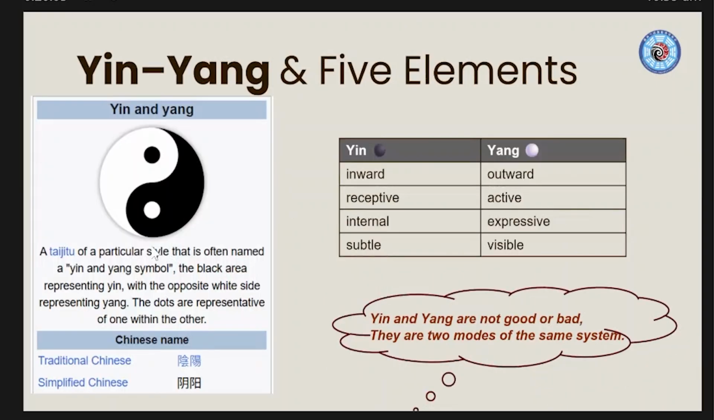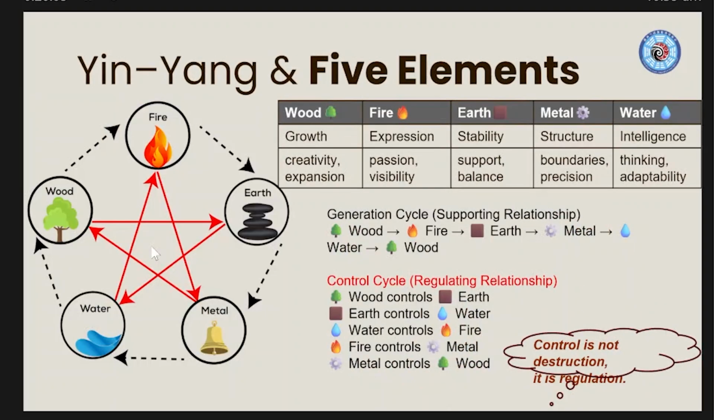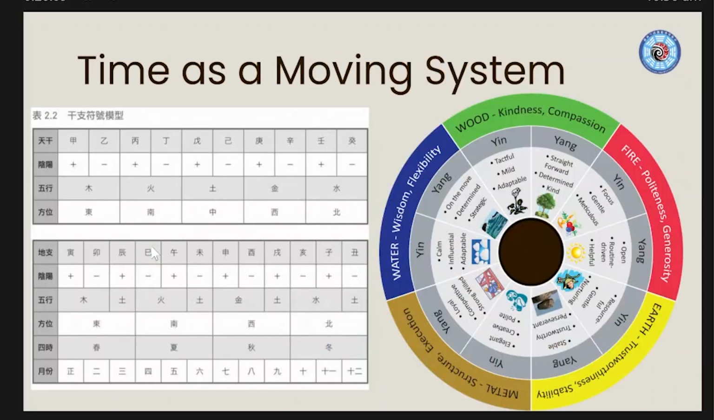So after we know what is yin and yang, and we know what the five elements are, we need to connect the dots together. So we can find that each element has two modes. As we talked before, yin and yang are just two modes or two sides of the same system, or even of the same element. So we can find the wood can be in yin mode and yang mode.